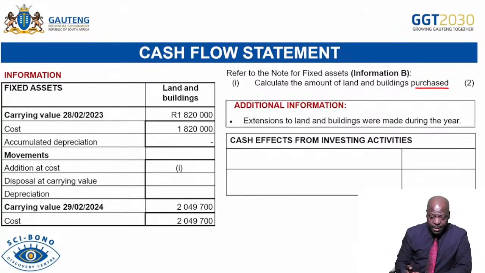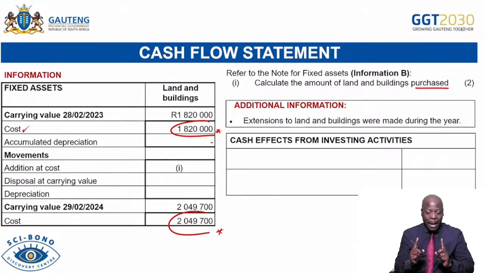We understand that at the beginning of the year, our assets had a cost price of 1,820,000. That is the cost that we had at the beginning. And at the end, we have a cost of 2,049,700. So you can see that your assets have increased. The cost has increased. That is because there has been an extension to the land and buildings.